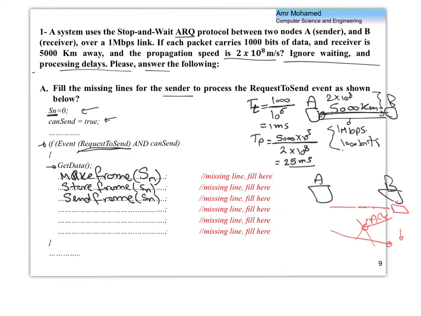So what are they? Do you think? Bravo. So again, when we send a frame, we cannot wait forever. So we have to start the timer. Okay. So I have to put SN here. Do I have to put an SN here?